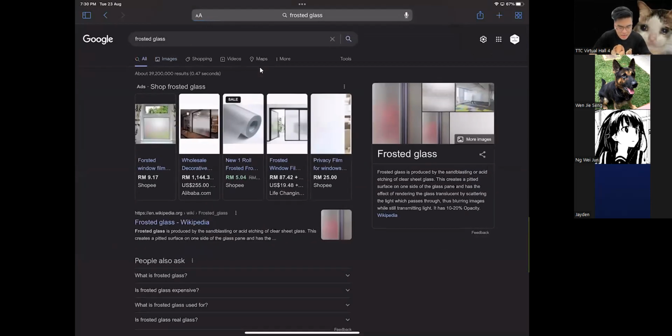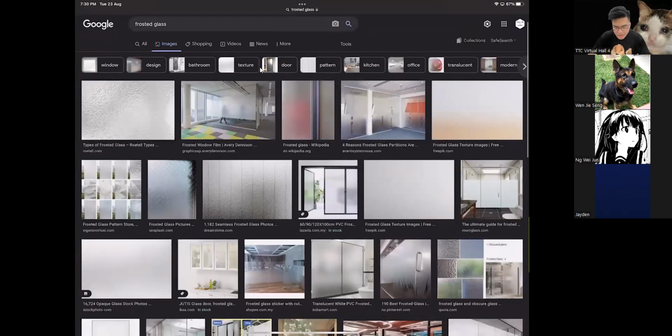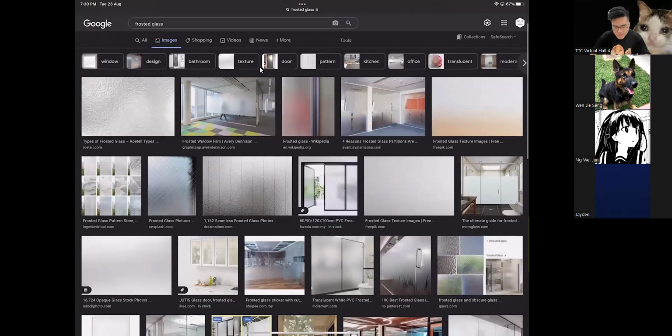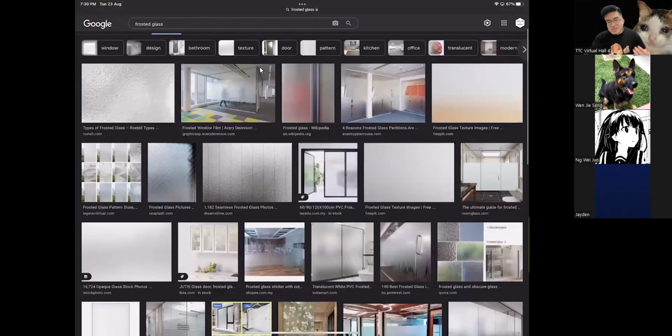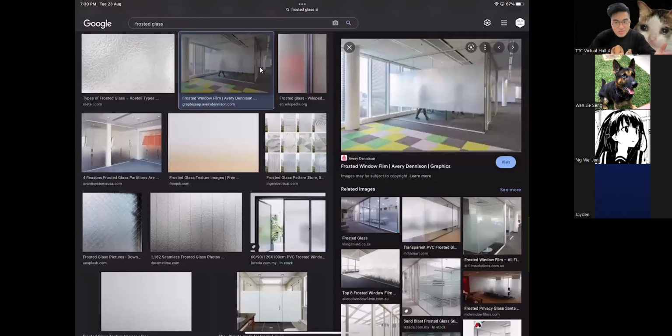Frosted glass. This is translucent. If you need some privacy in your office, you will put this thing. You see, translucent means you can still see. They're half transparent. You can still see what's behind the glass. It's just that they're kind of blurry, because they just bend the light away.